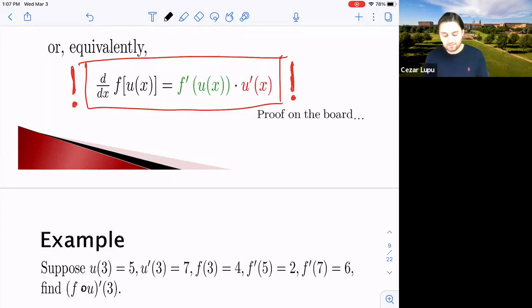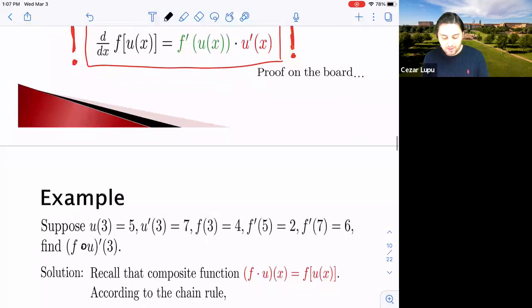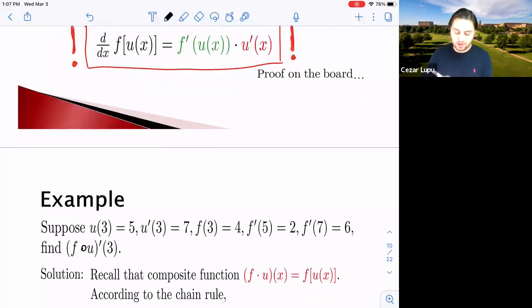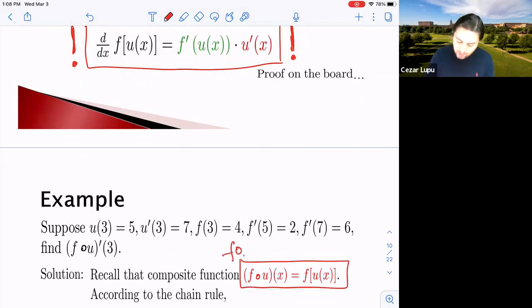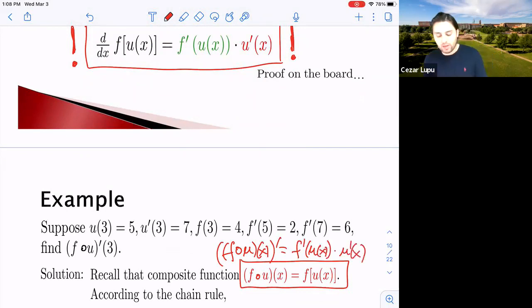So what do you think? Let's see. Let me recall the composition. Again, this is a circ here, right? f of u of x is f composed with u. And now let's apply the chain rule here. So let me write it here, just f of u of x and everything prime. This will be what? It will be f prime of u of x times u prime of x. And we'd like to see what happens when x is 3.